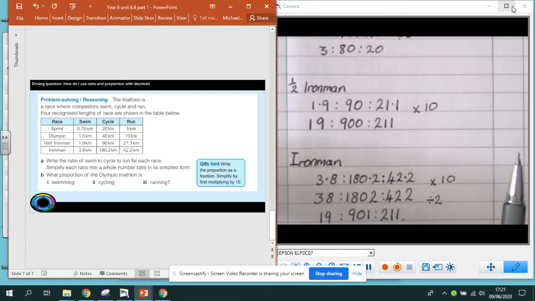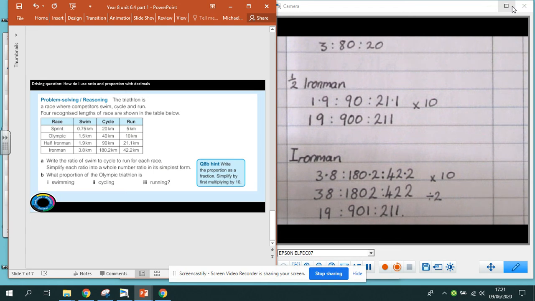And lastly, the Ironman. Looked at the numbers, only one place of decimal, so I multiplied by 10. I got these numbers, all these numbers are even, so I could divide them by 2. And again, I've got 19 there, which is a prime number. 901 does not go into 19, and 19 does not go into 211 either, so we're okay there. Almost exactly the same as the Half-Ironman, but a slight difference there. That extra 0.2 of a kilometre makes a difference.